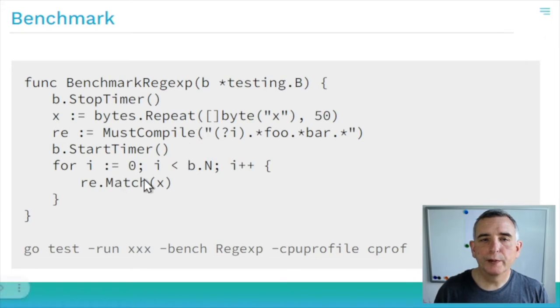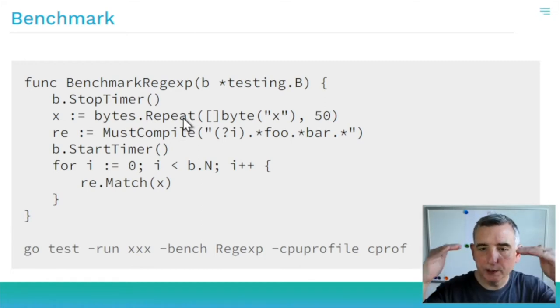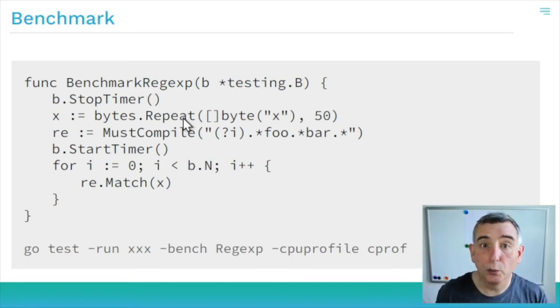We're going to run the meat of the benchmark n times, where n is given to us by the testing framework. What it does by default is tries to run the benchmark for about 1 second to kind of give a decent average time. And then we have to do some setup. In this case, we're compiling a regular expression. So we stop the timer around the setup. We don't want to time this part. And we're going to give it a string with just a bunch of X's. So this represents the typical case in scanning logs, which is you're skipping over a lot of lines that don't match, and then there's just a few that do match.